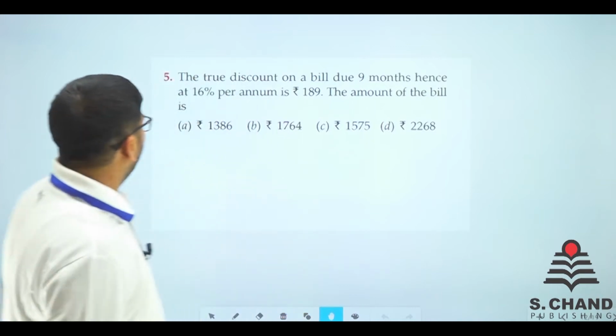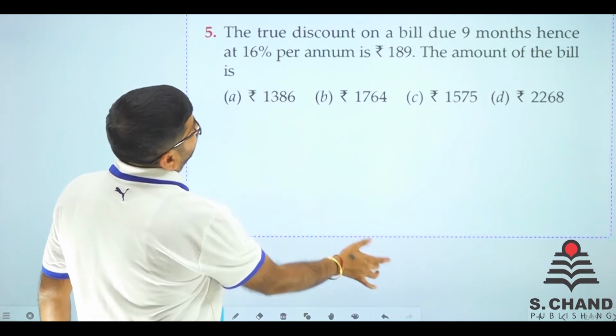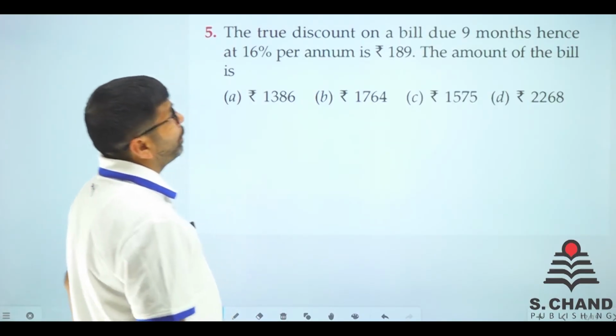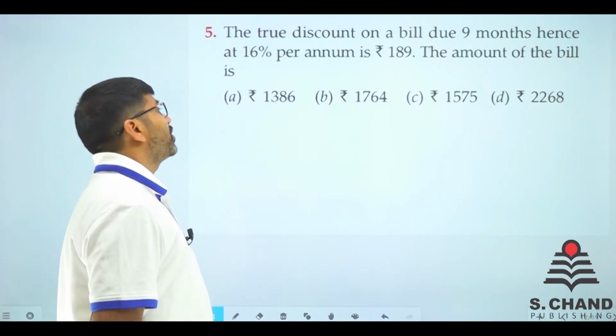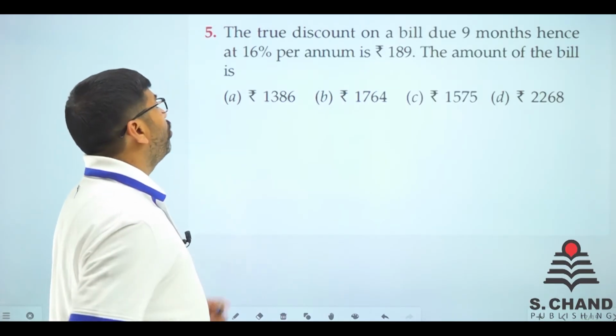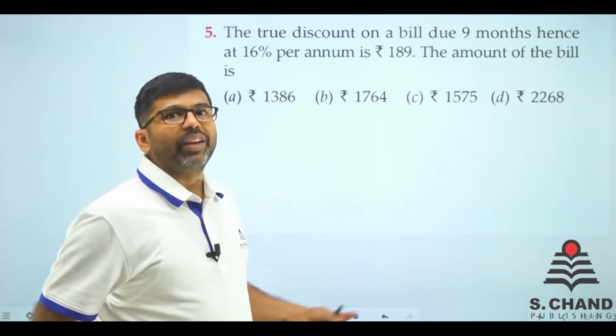Here we go. We have question number 5 with us. Let's see what it says. It says the true discount on a bill due 9 months hence at 16% per annum is 189. The amount of the bill, you need to find the amount. Let's see what we can do.